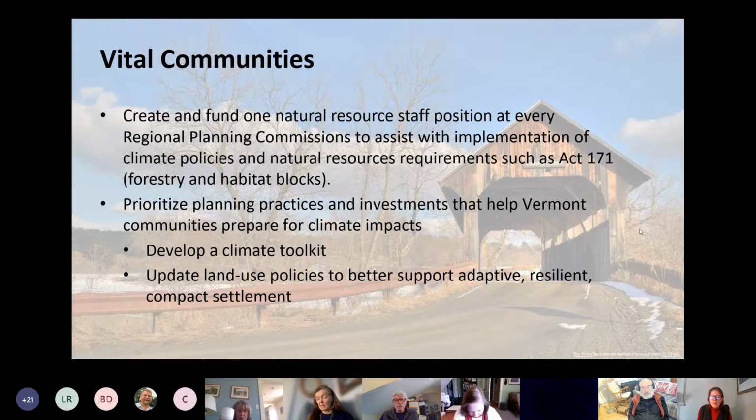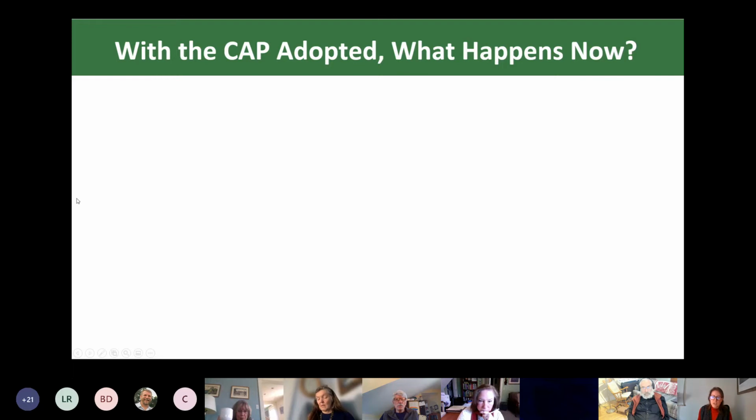So again, there's a lot in there. I'm just pulling out a handful to give you all a sample of what's included in the Climate Action Plan as we start thinking about the breadth of work that's included in climate action broadly.